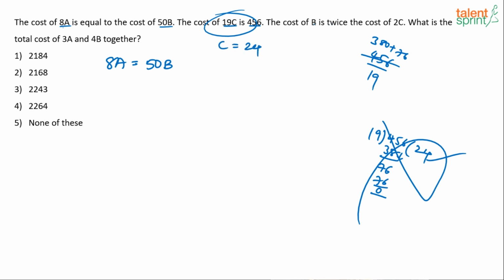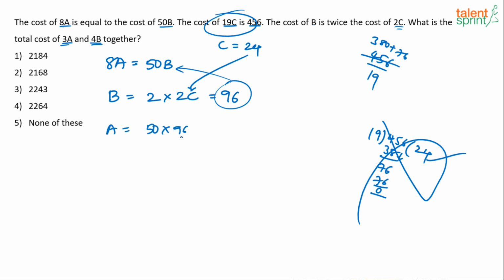Moving on, the cost of B is twice the cost of 2C. Look at this, the third equation. Cost of B is twice the cost of 2C, 2 times 2C, which is basically 4C. If C is 24, 4C will be 96. That's it. What is the cost of 3A and 4B together? It's all about equations, all about numbers. 3A and 4B together. Now B is equal to 96. If B is 96, what will be A? A will be 50 into 96 by 8.